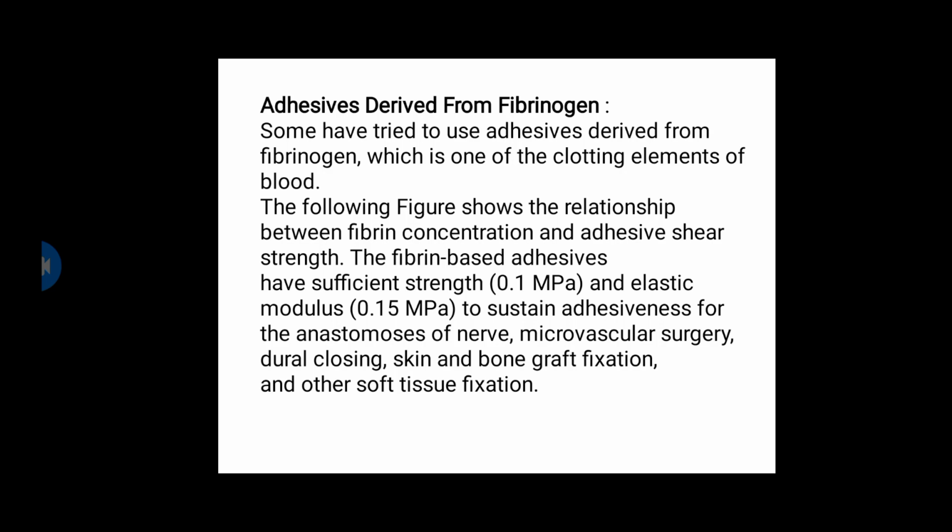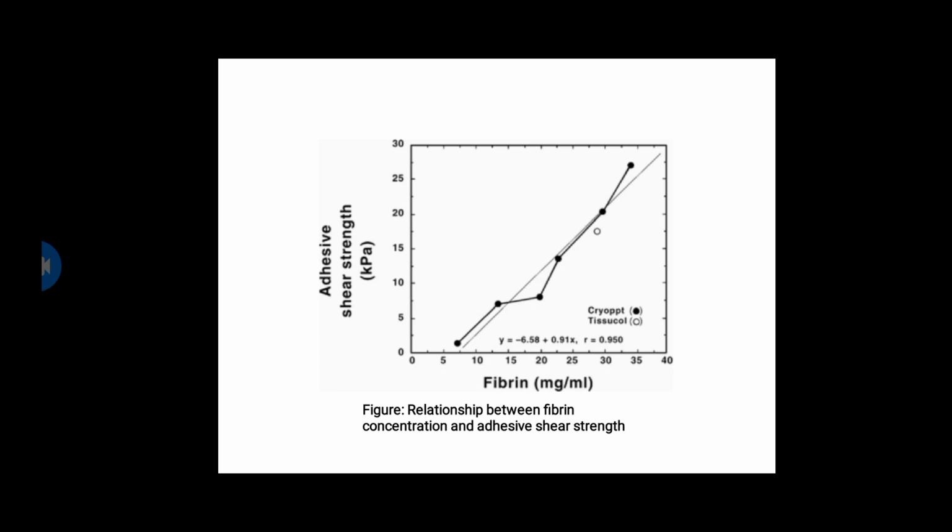And so we have seen that adhesives have been made from acrylates and some adhesives have been derived from fibrinogen. Some have tried to use adhesives derived from fibrinogen, which is one of the clotting elements of blood, as we all know. The following figure shows the relation between fibrin concentration and adhesive shear strength. On the x-axis we have the fibrin and on the y-axis the adhesive shear strength.